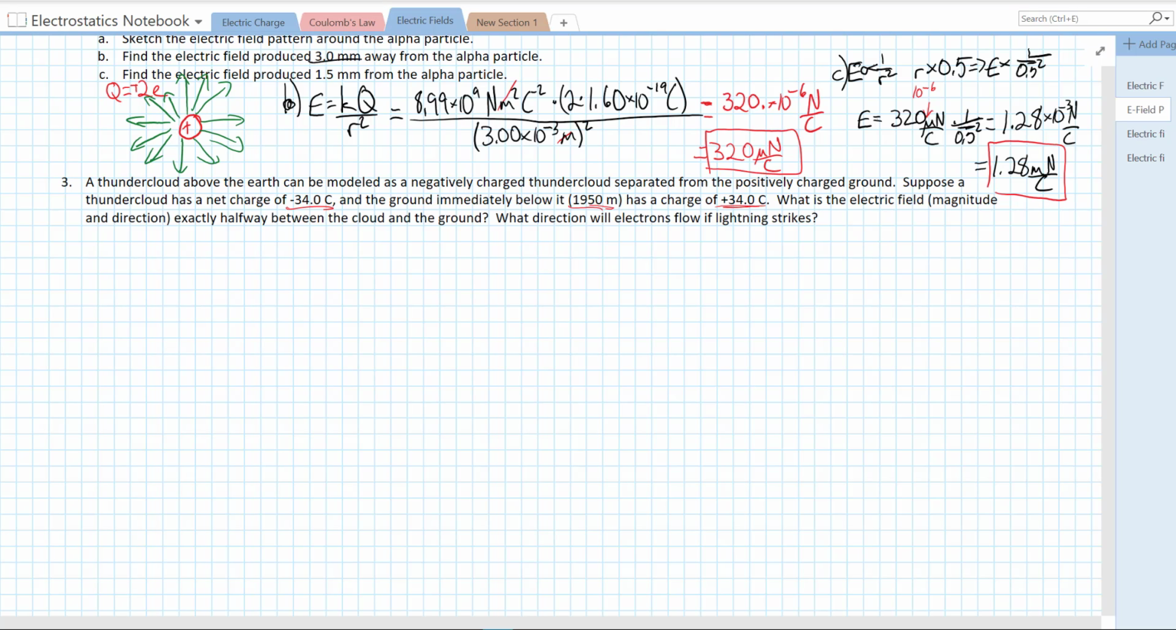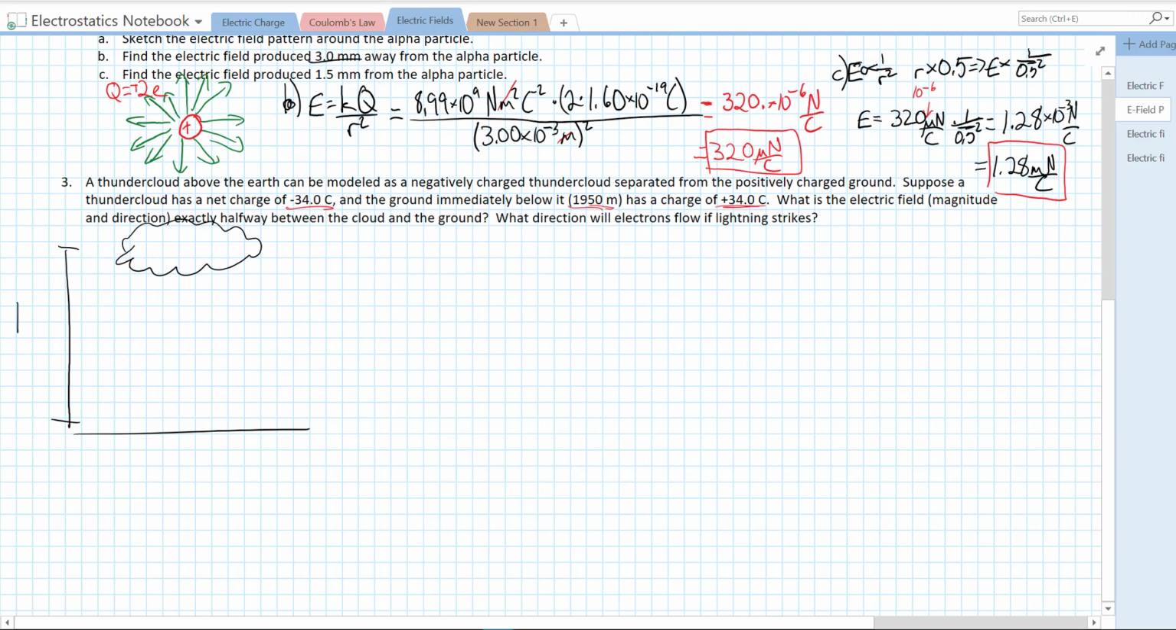So I'm going to sketch out a diagram for this one. We have the ground, we have a cloud, and we know their distance of separation is 1950 meters. We know the charge on our cloud, I'm going to call Q1, equals negative 34.0 coulombs. And the charge down here on the ground is positive, Q2 equals positive 34.0 coulombs. What is the electric field, magnitude and direction, exactly halfway between the cloud and the ground?